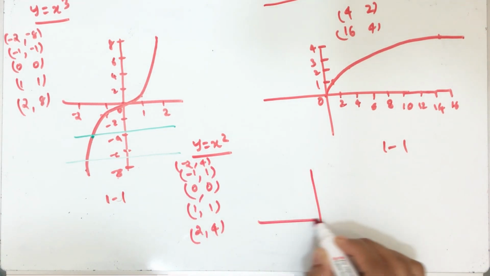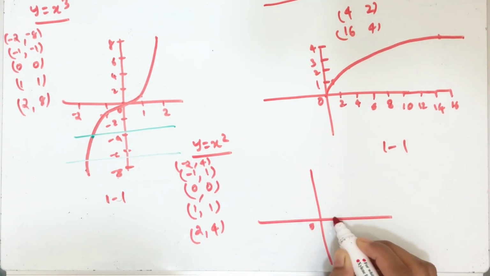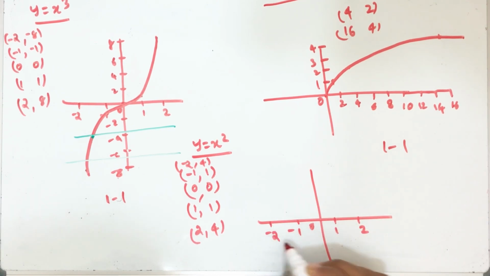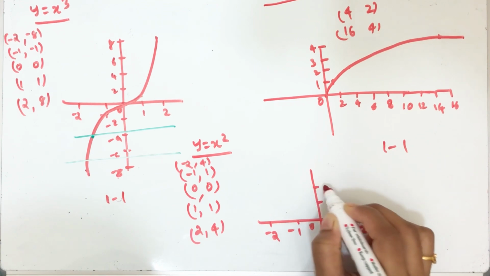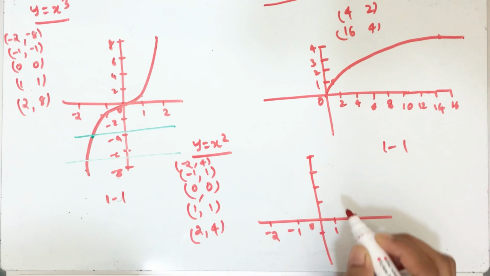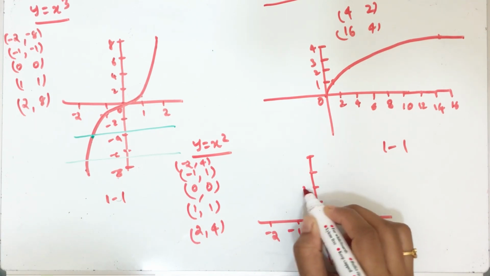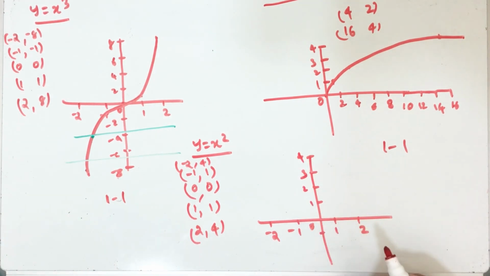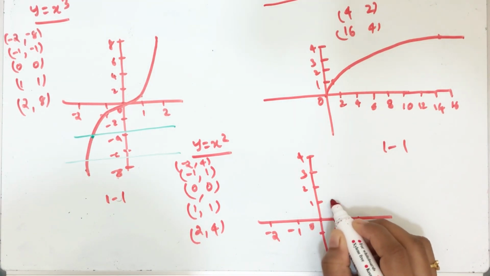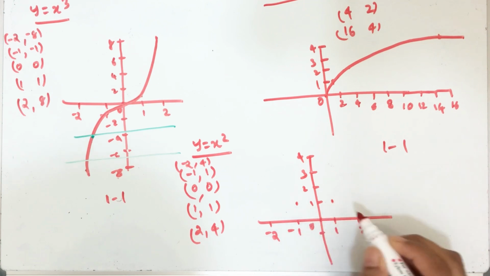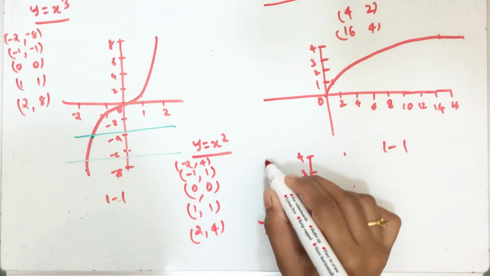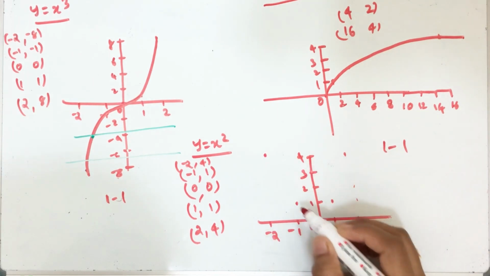Then for the graph, you can take the values 0, 1, 2, minus 1, minus 2. So the points are (0, 0), (1, 1), (minus 1, 1), (2, 4), (minus 2, 4). So the graph is like this.